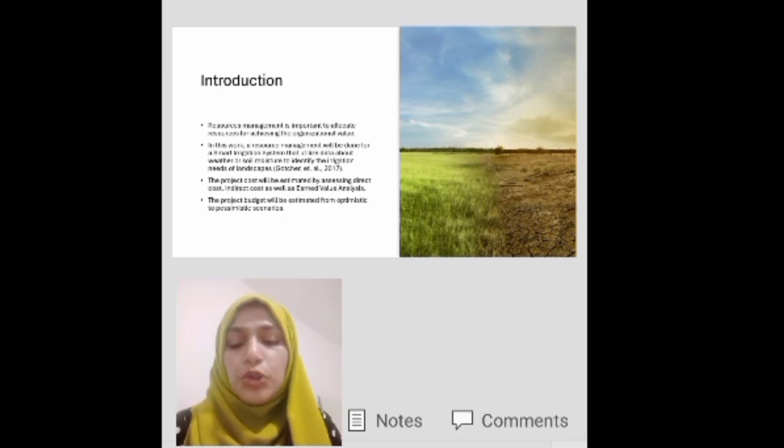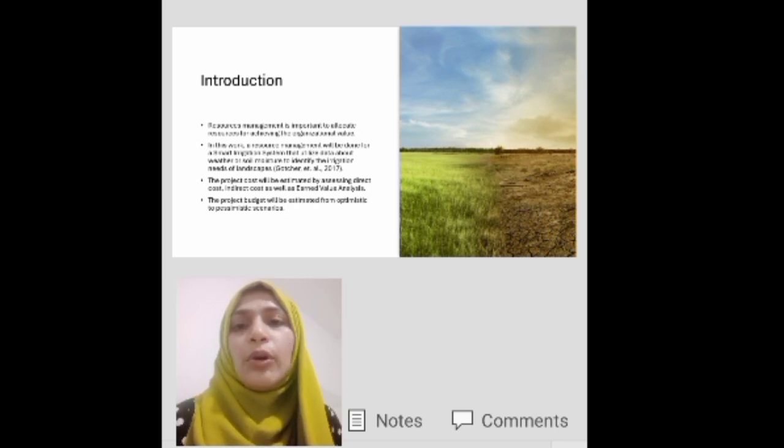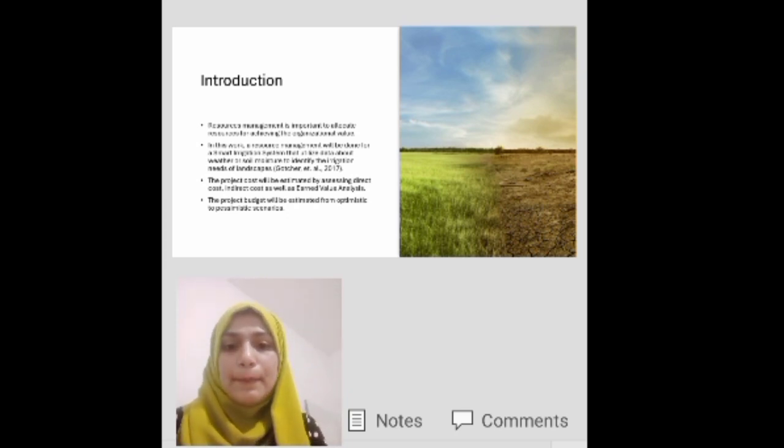Resource management is crucial for allocating resources effectively to achieve organizational value. In this work, we will examine a resource management plan for a smart irrigation system, which utilizes data about weather and soil moisture to identify the irrigation needs of landscape. We will estimate the project cost by assessing direct and indirect cost as well as performing an earned value analysis. Furthermore, we will explore different project budget scenarios ranging from optimistic to pessimistic. Let's start with the project stages.